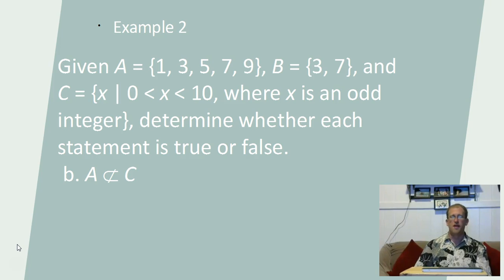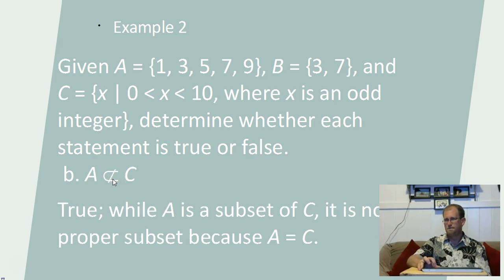Let's look at another example. Here we have the same three sets, right? And we're going to say, is A not a proper subset of C? A is not a proper subset of C, which means A does not fit inside C. Well, C and A are exactly the same thing. It's just that one is written with set builder notation and one is listed out. And so A does not fit inside C. It's the same thing as C. So A is a subset of C, but not a proper subset of C. Okay, so true, while A is a subset of C, it is not a proper subset of C because they're the same thing. A and C are equivalent sets.